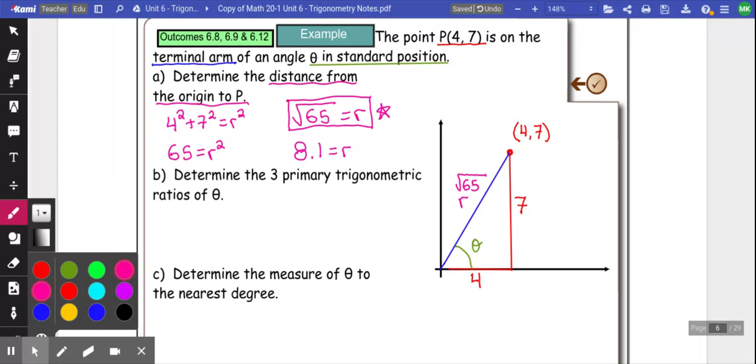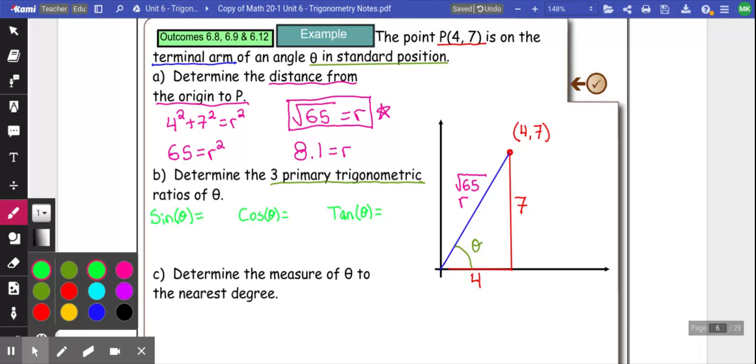Awesome. Determine the 3 primary trigonometric ratios. Okay, the 3 primary trigonometric ratios are sine of theta, cos of theta, tan of theta. Those are the 3 primary trigonometric ratios.